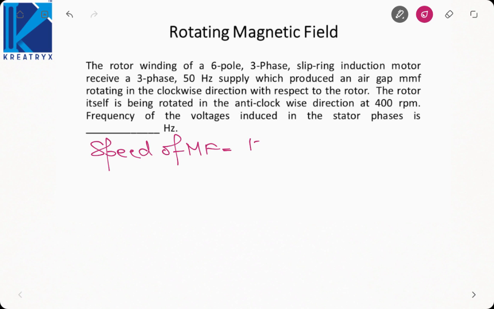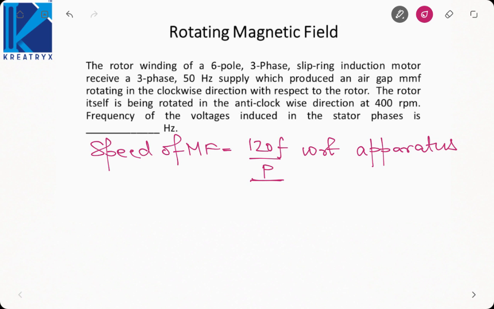is equal to 120 into F by P with respect to apparatus. Now what is meant by this statement? Suppose we connect a supply to the stator winding. Then stator will set up a magnetic field. That magnetic field will rotate at 120 F by P with respect to stator. Apparatus means the place where the winding is wound. So we know that stator winding will be wound on the stator, so it will rotate at Ns with respect to stator.